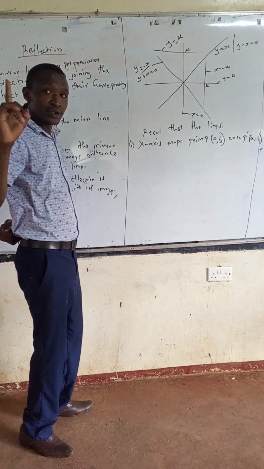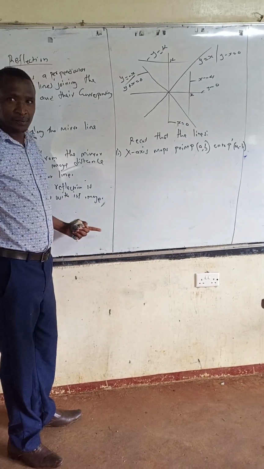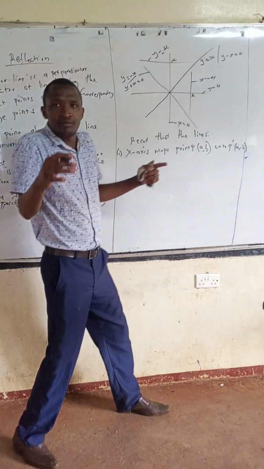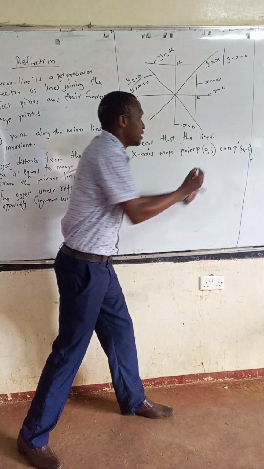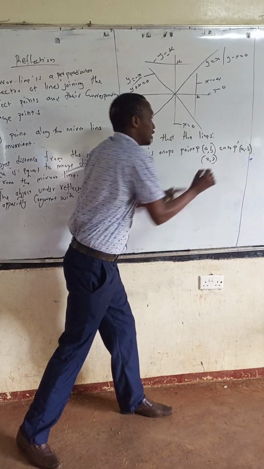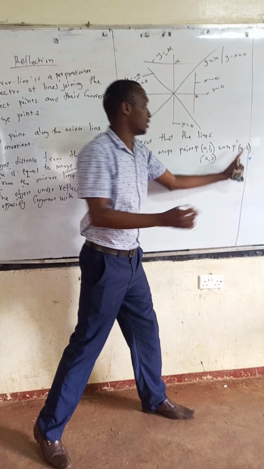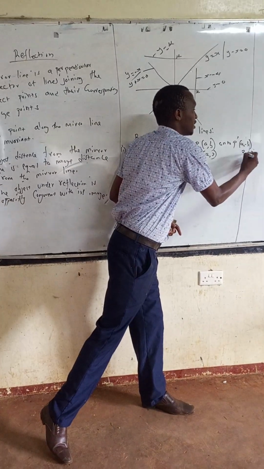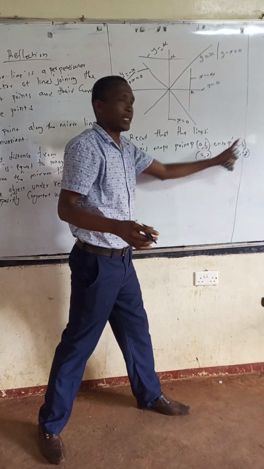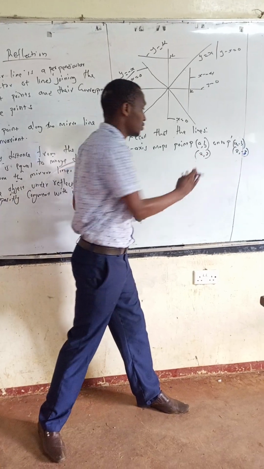The first thing you need to know is that, for example, if the point in this case AB is (2, 3) and you reflect using the x-axis, it will be (2, -3). That is, (A, B) maps to (A, -B). That's what you need to know.